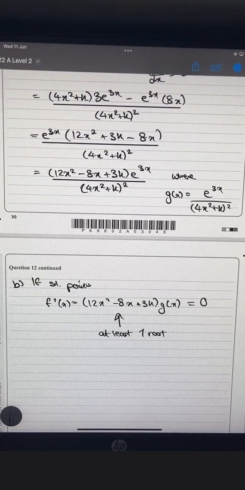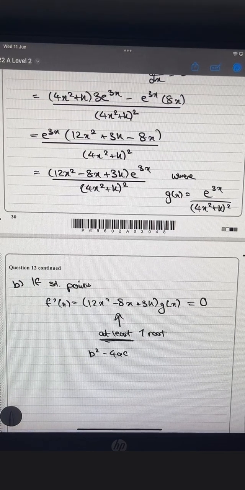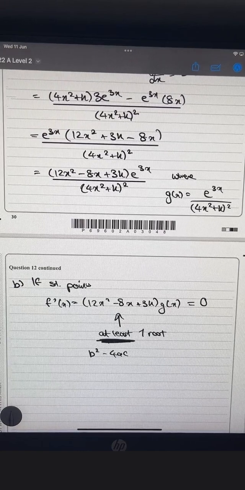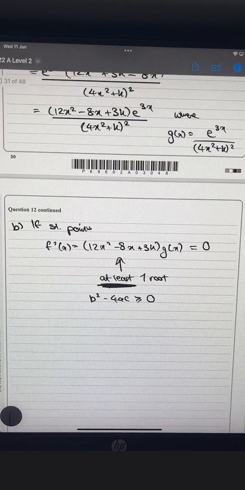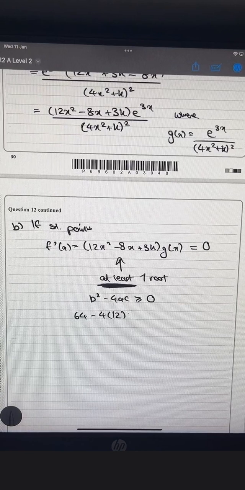And now this has me thinking discriminant. I need to know the discriminant for this, b squared minus 4ac. If it's got at least one root, it could be greater than or equal to 0. So I'm just going to sub in my discriminant there. That's b squared, which is 64, minus 4, a is 12, c is 3k. Oh, look, I've got the k in an inequality.